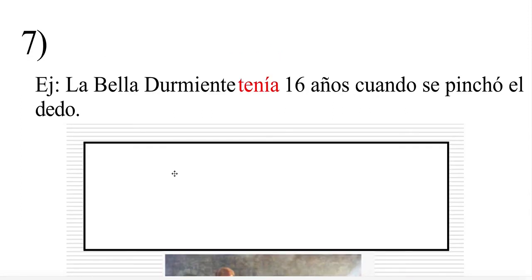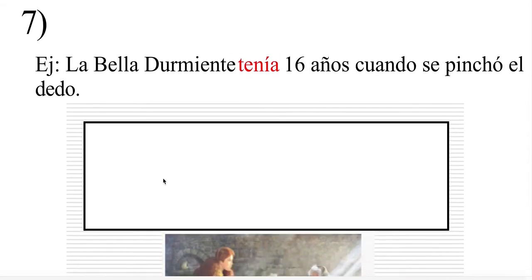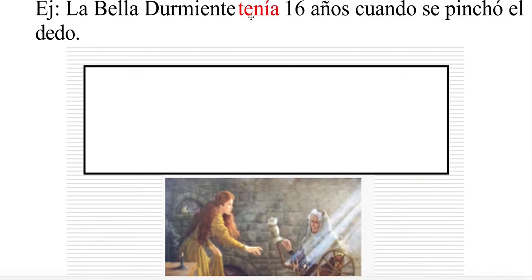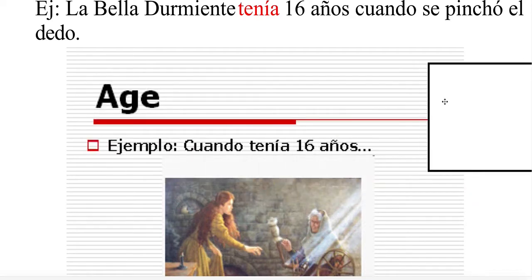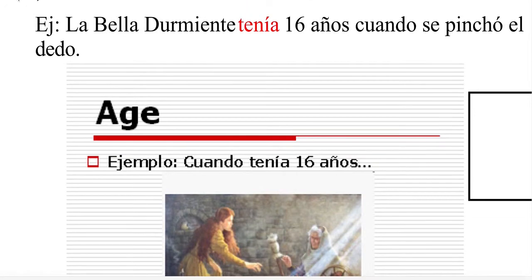Seven. La Bella Durmiente tenía 16 años cuando se pinchó el dedo. Why are we using the imperfect for tenía 16 años? Okay, hopefully you said age. Whenever you tell someone's age in the past, you should be using the imperfect tense.